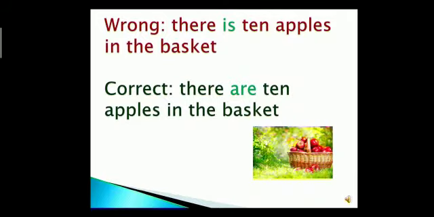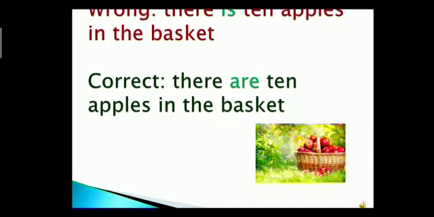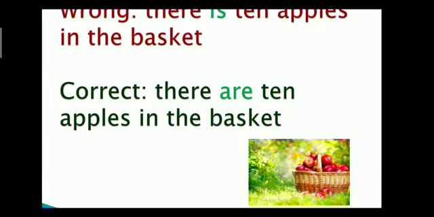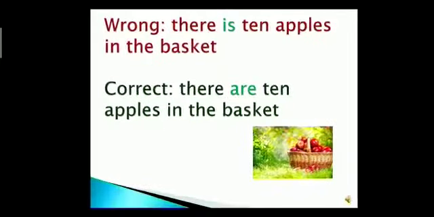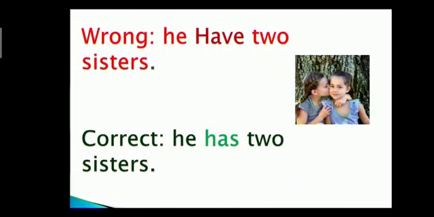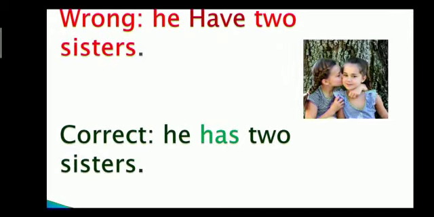Next example. There are 10 apples in the basket. In this sentence, the error word is is. The correct sentence is: there are 10 apples in the basket. The correct word is are. Next example. He have two sisters. In this sentence, the error word is have. The correct sentence is: he has two sisters.